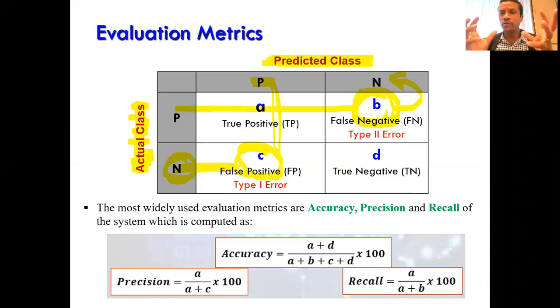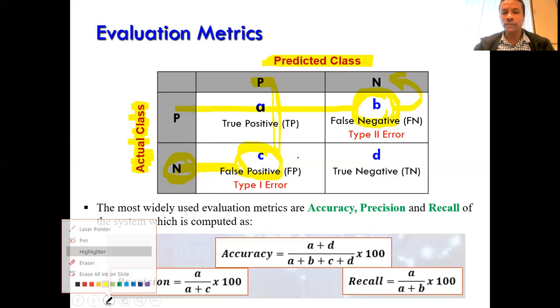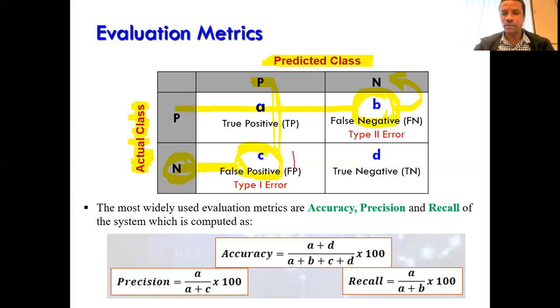So whenever you want to minimize errors, or whenever you want to increase the accuracy, what you have to do is try to reduce these two values, okay? If you reduce A and C, or A and B, C and B, what does it mean? You reduce false negative, you reduce false positive. So what does it mean? You are going to have more accurate results, but it's not a simple task.